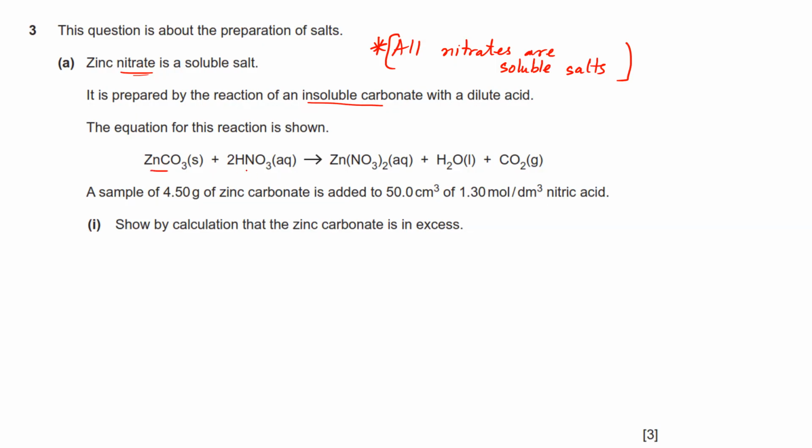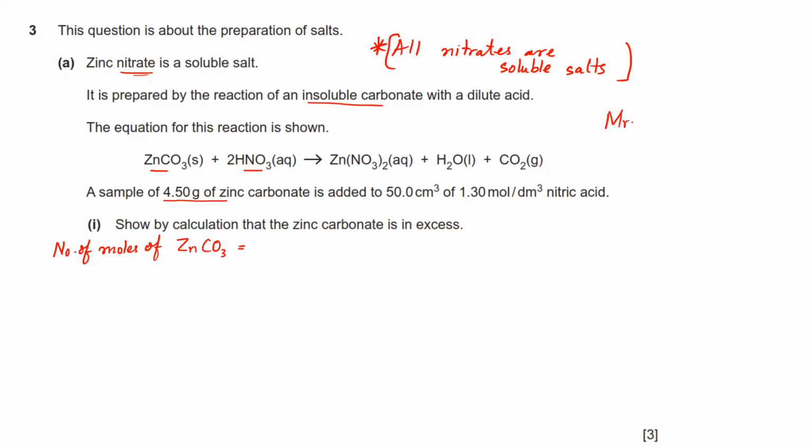So zinc carbonate reacts with nitric acid, gives you zinc nitrate, then water and carbon dioxide. A sample of 4.5 grams of zinc carbonate is added to 50 centimeter cube of 1.3 mole per decimeter cube nitric acid. Show by calculation that zinc carbonate is in excess. Okay, this is pretty simple. So first of all, we calculate the number of moles of ZnCO3.